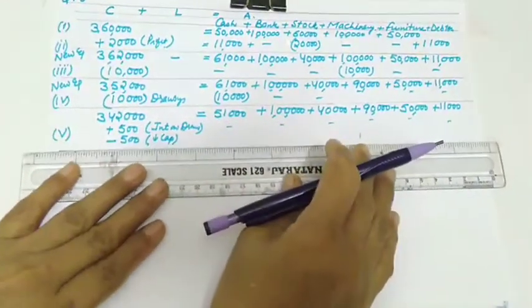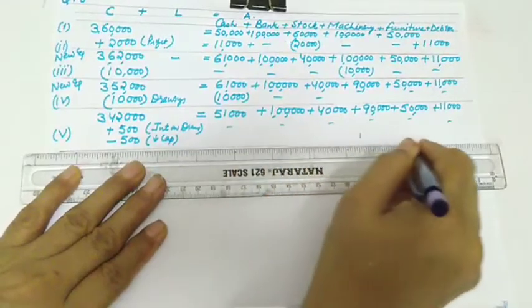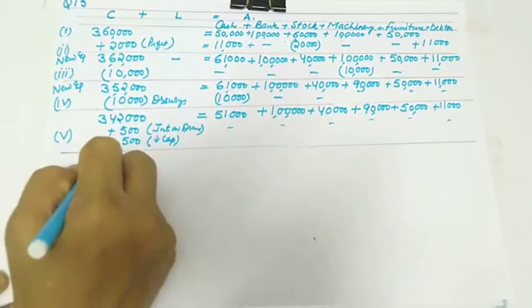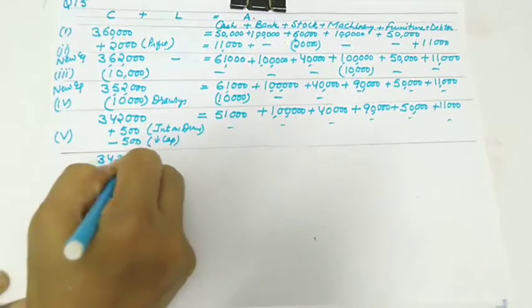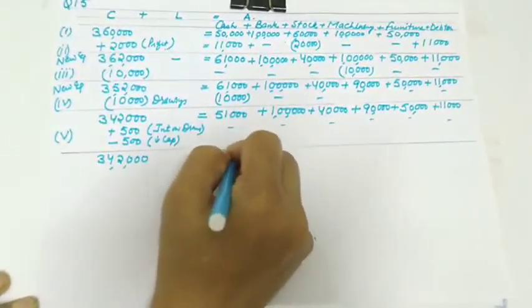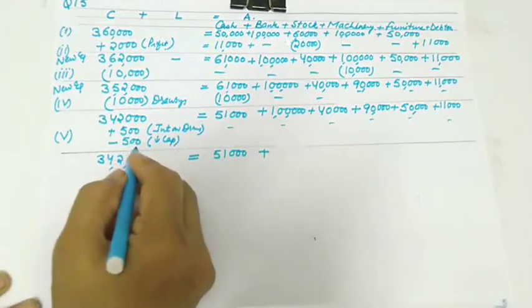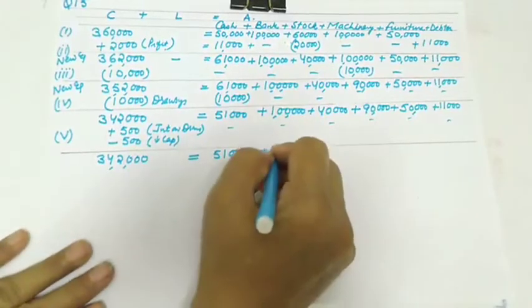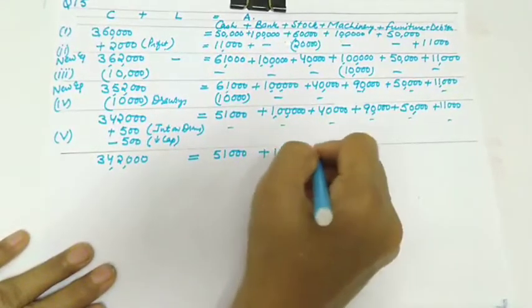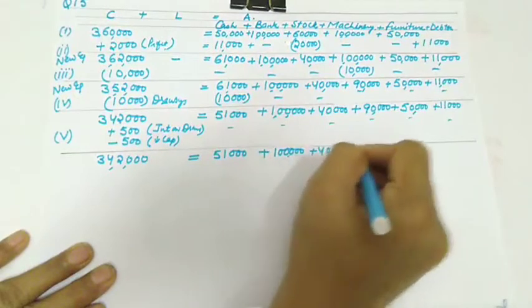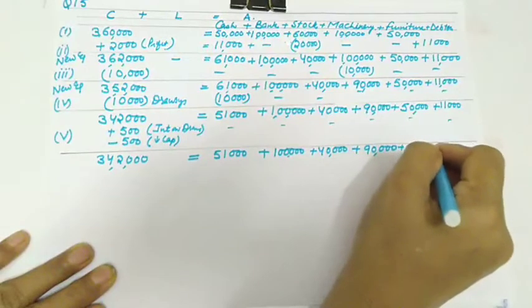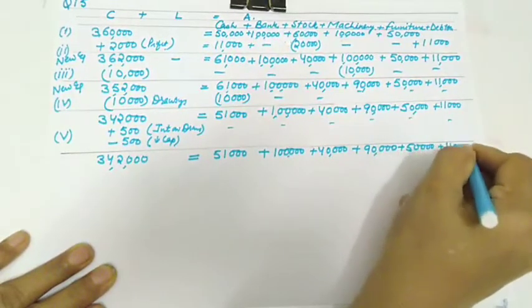So your new equation after this will be 3,42,000, equal to 51,000, because you are adding as well as deducting. So this is not going to change your capital. 1 lakh bank balance, 40,000, then 90,000 machinery as it is, 50,000 furniture as it is, and 11,000 as it is.